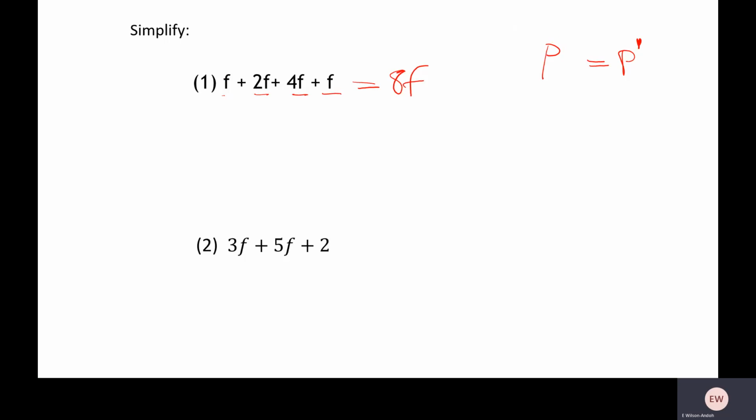In the second example, we have 3f to the power of 1, 5f to the power of 1. Now, both variables are the same and the same power. So the 3f and 5f are like terms, and this will give us 8f. Now, the 2 doesn't have f multiplying it. So the 2 and the rest are not like terms. So we are going to have 8f plus 2.